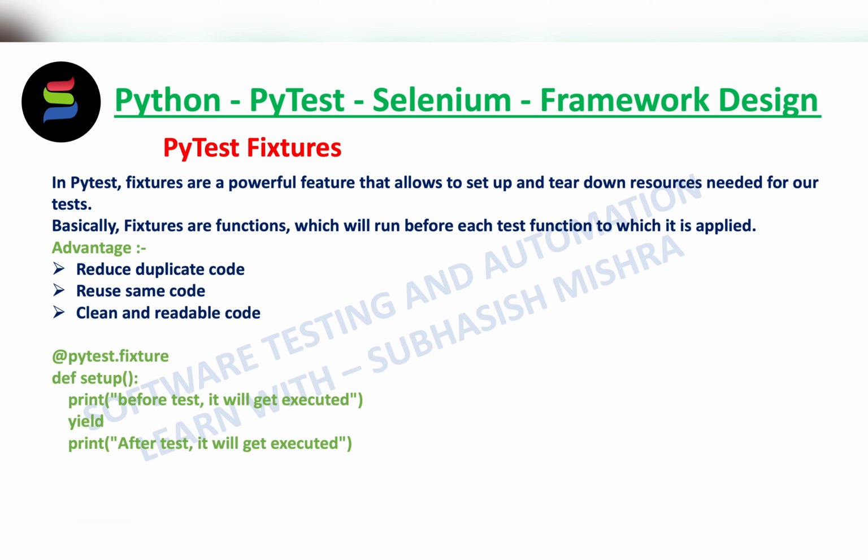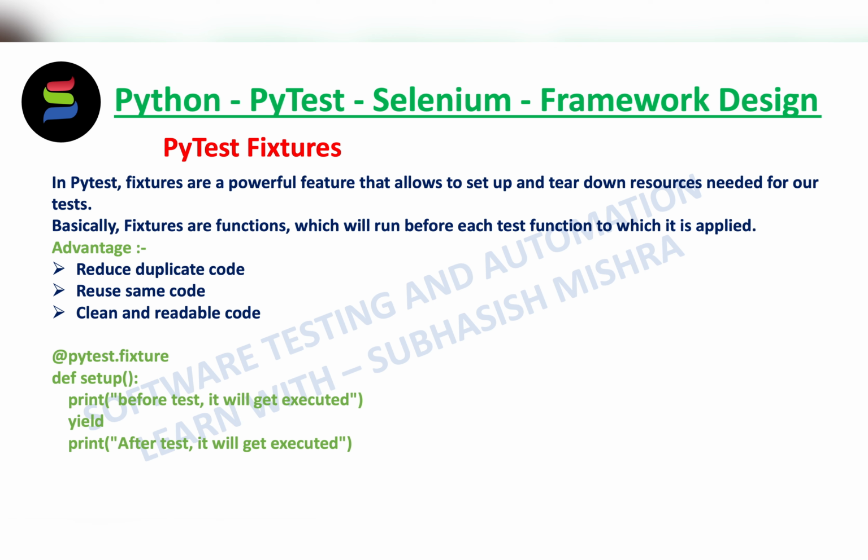So for each test we don't need to set up the browser and close the browser. If we are doing it, it's duplicate code. So in this case, using fixture, we can just write the setup and tear down code once and use it across the test cases. So using fixture, we can reduce duplicate code and reuse the same code. It makes code clean and readable. If you are familiar with Java and TestNG, there is a method called before test and after test. So it is similar to this fixture concept. Anyway, we will see with an example.